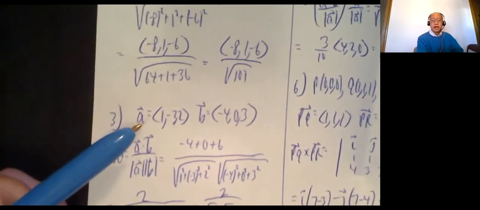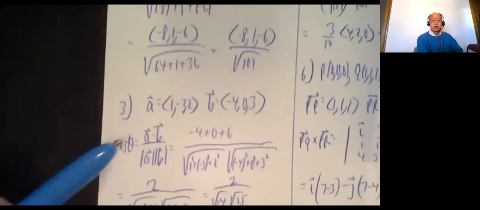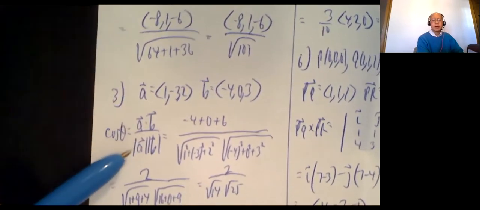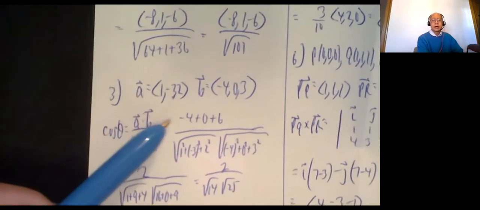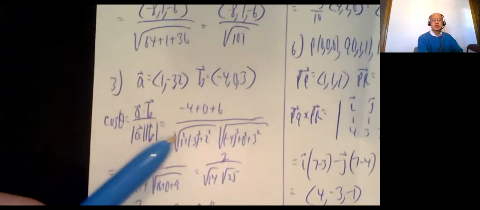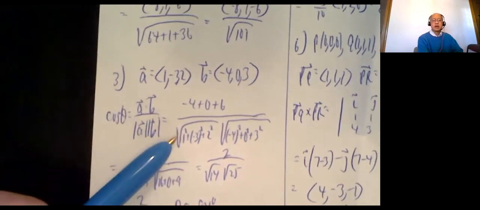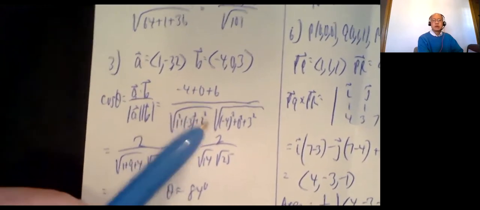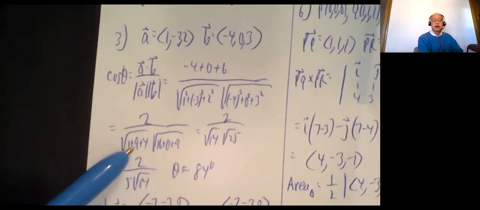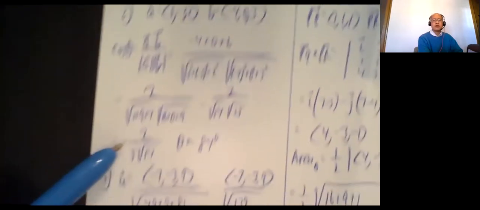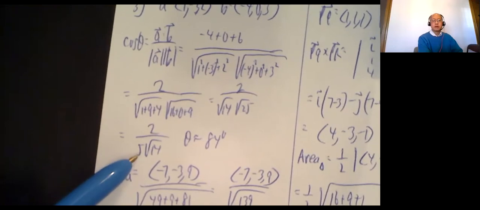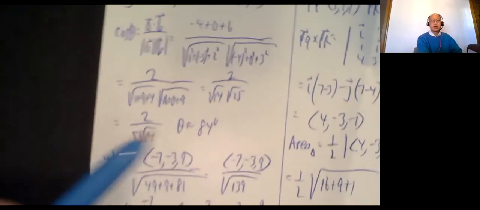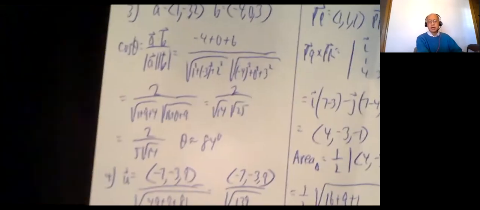Okay, number 3, find the angle between the vectors. So cosine of theta is a dot b over magnitude A, magnitude B. (-4 + 0 + 6) divided by the square root of 1² + (-3)² + 2², times the square root of (-4)² + 0² + 3². That's 2 over radical 14, radical 25, 2 over 5 radical 14. That's cosine of theta. And use the inverse cosine button on your calculator. Theta, closest angle is 84 degrees.